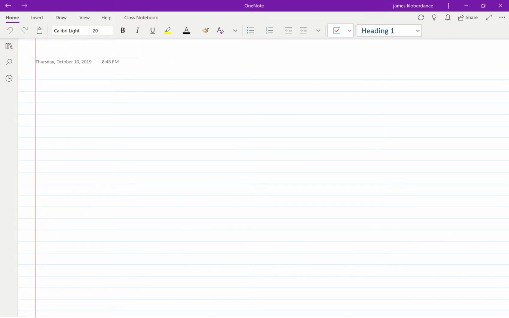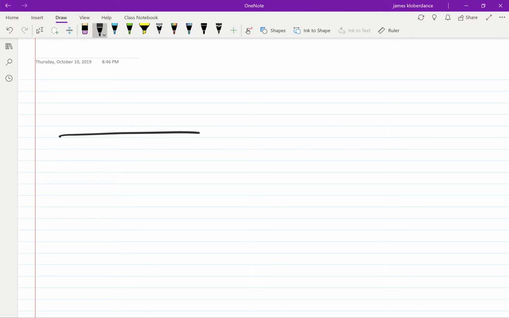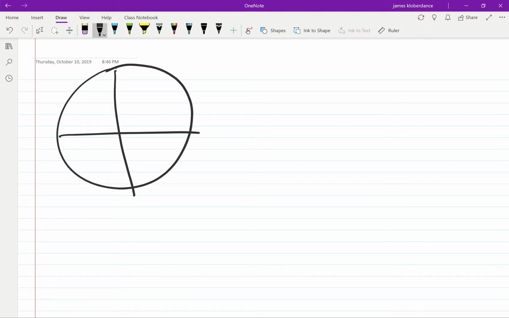Okay, let's do another example. So this time I want to look at a circle, and this will be a circle that has a radius of 5. Let's say its equation is x squared plus y squared equals 25. The point 4, 3 is a point that's on that circle, so 4 squared plus 3 squared is 25.